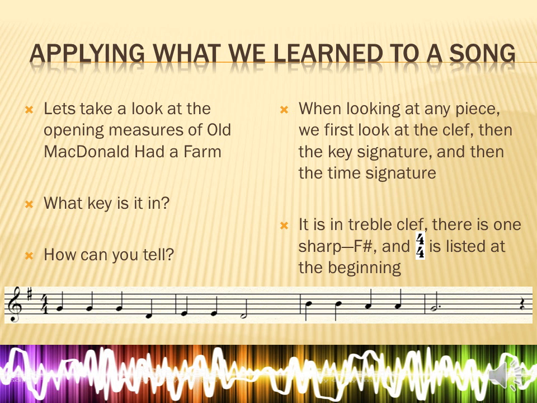Let's take a look at the opening measures of Old MacDonald Had a Farm. What key is it in? How can you tell? When looking at any piece, we first look at the clef, then the key signature, and then the time signature. It is in treble clef, there is 1 sharp, F sharp, and 4/4 is listed at the beginning.